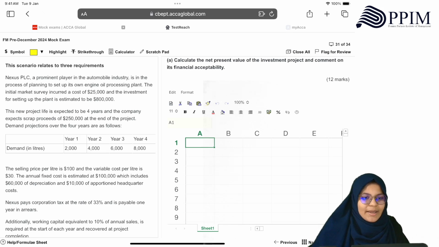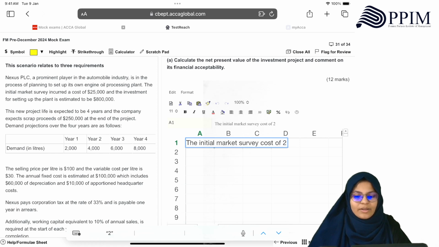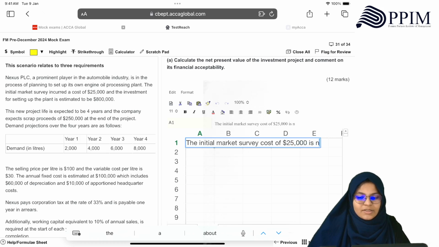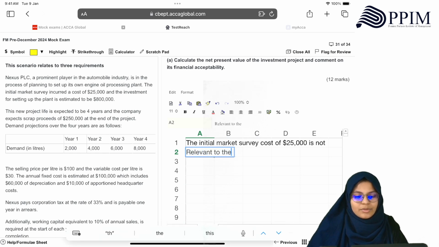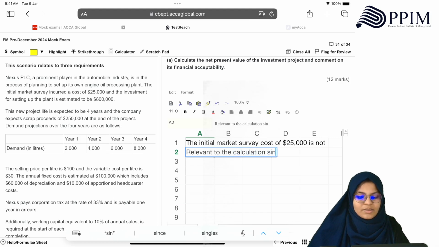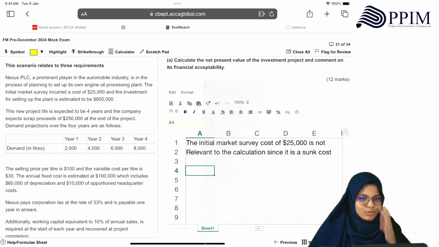Okay, so say the initial market survey cost of $25,000 is not relevant to the calculation since it is a sunk cost. Okay, mention that. Okay, then they're saying the initial investment is 800,000. We have to use that.